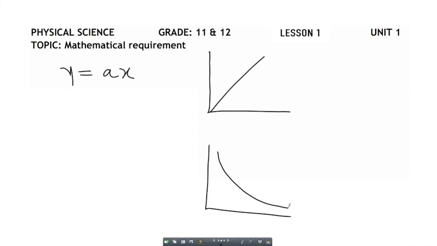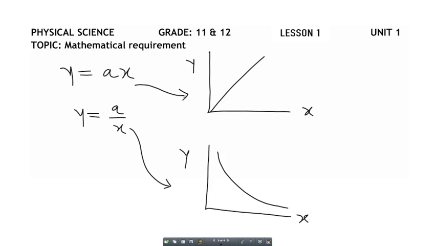Here we realize that if we consider we have y on the y-axis and then x on the x-axis, these two translate to a direct proportion. So if I have y and x, this will translate to an indirect proportion. Therefore, the equation y equals to a over x will be equivalent to this graph type, and then y equals to ax will be equivalent to that graph.